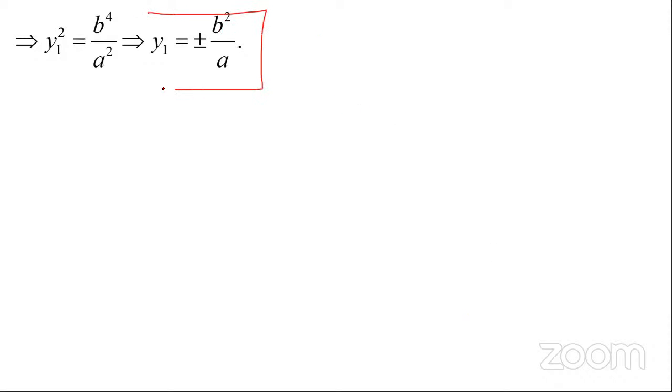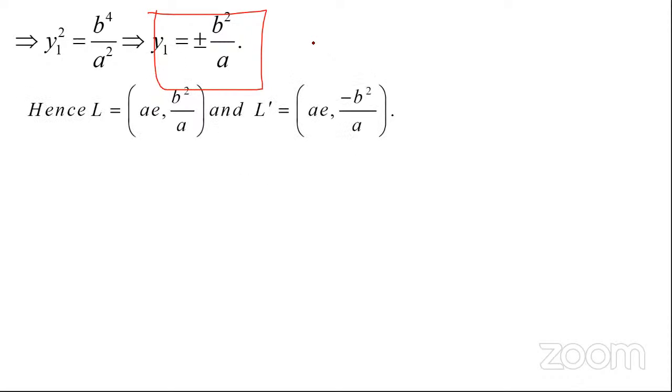Next, y1 square equals b power 4 by a square, y1 equals plus or minus b square by a. This is the point of y1, which means ae comma b square by a. So the L value is ae comma b square by a. This is a positive value, and if we take the negative, that is nothing but minus b square by a, so it is ae comma minus b square by a. These are the end points of the latus rectum.